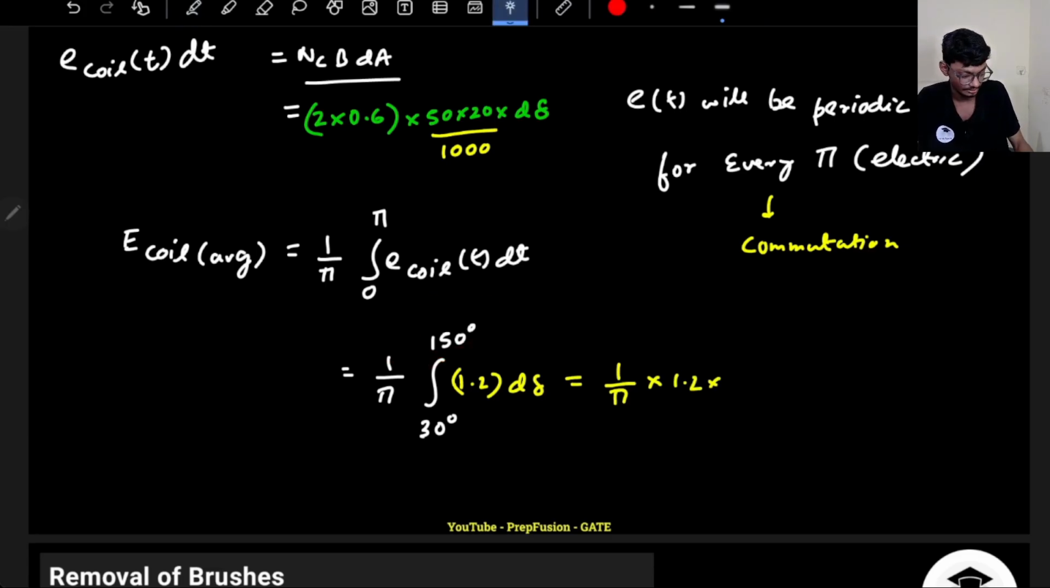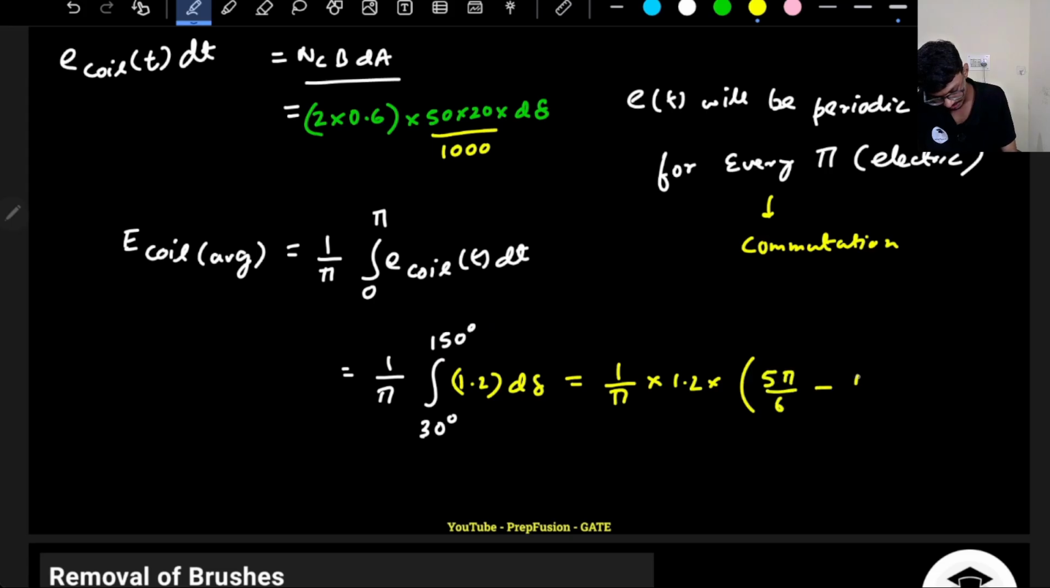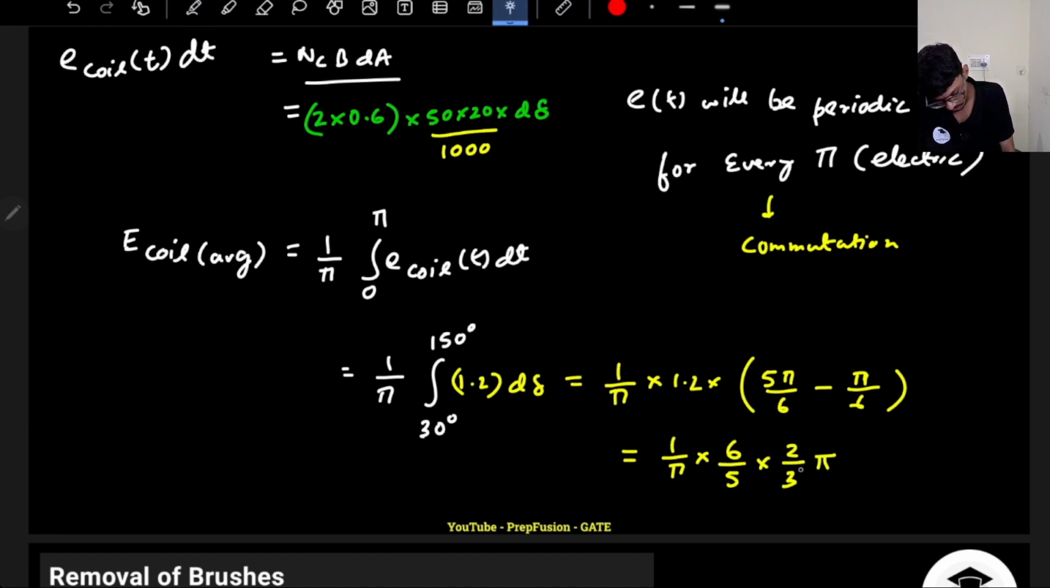So what is 150 in radians? So 30 in radians is pi by 6, right? Yeah, pi by 6. So it is 5 pi by 6 minus pi by 6. So this will be 1 by pi into 6 by 5 into 2 by 3 pi. Okay, 2 by 3 pi. So here 3 will get cancelled. This will be 2. So 4 by 5. 4 by 5 volts.